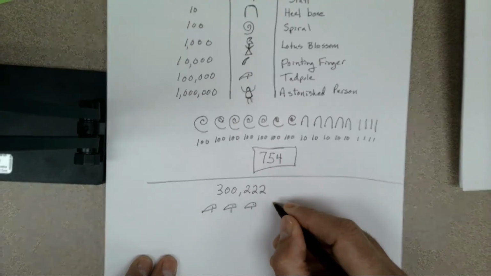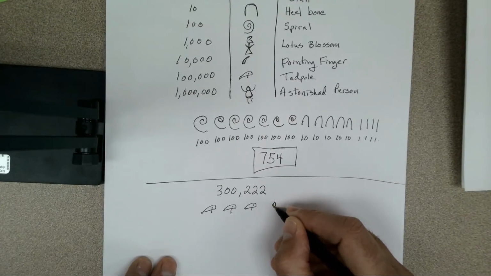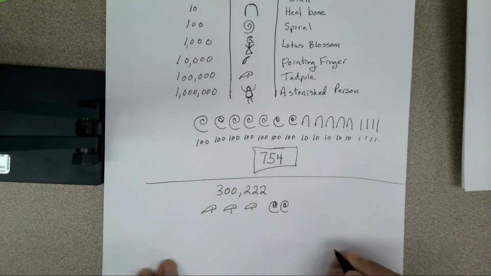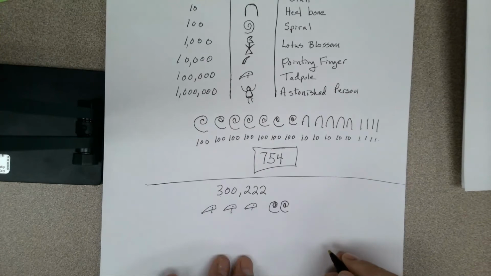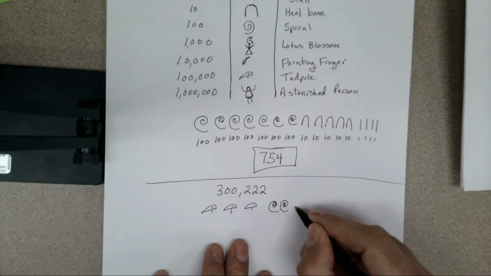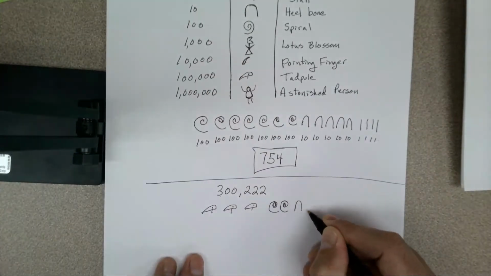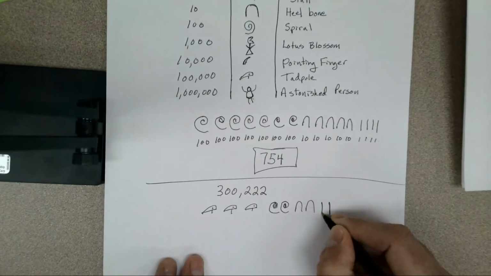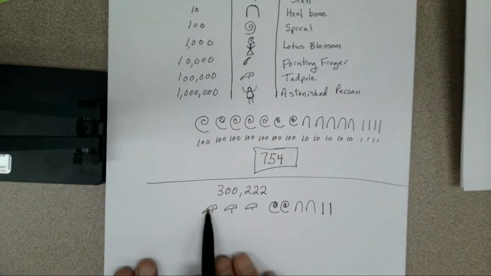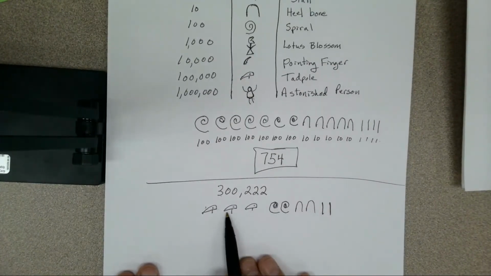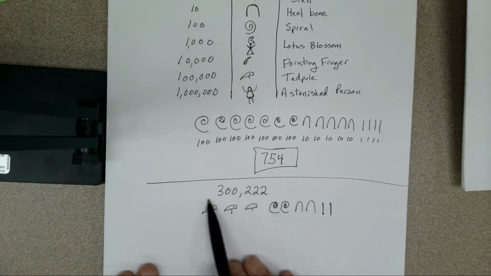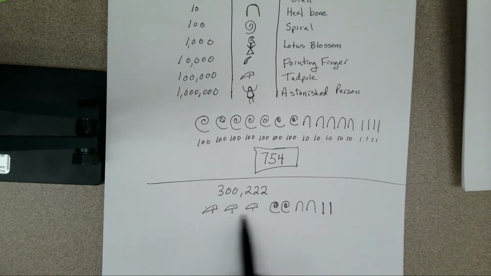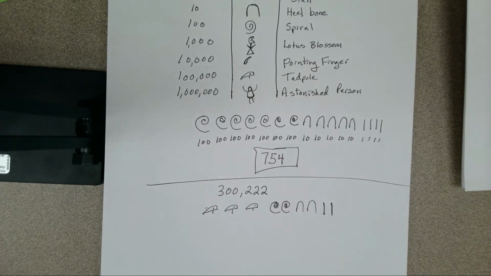That's spirals, so you would do 2 spirals, 1, 2, and then I got 20, so that's 10s, which are heel bones. I need 20, so that's 2 heel bones, and then 2 staffs. So there you go. This is the ancient Egyptian numeral that represents that Hindu Arabic numeral. This is additive because you just add all these numbers going across. You just add them up.